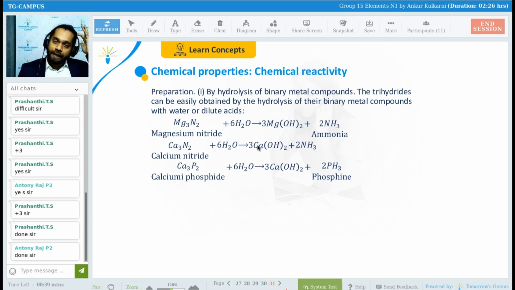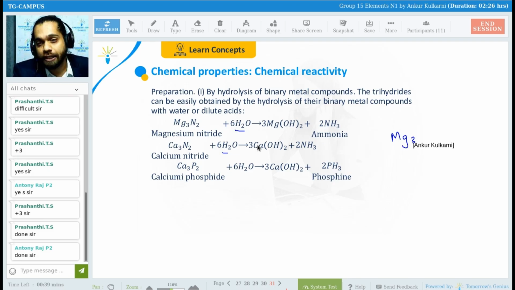Then we have the binary metal compound. Now look over here. If I react it with water, your metal compounds over here, Mg3N2. What is the oxidation state of nitrogen over here, everyone? What is the charge of nitrogen over here? Sajna, Prashansi, and Anthony.